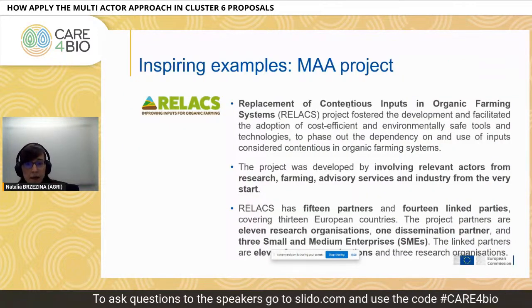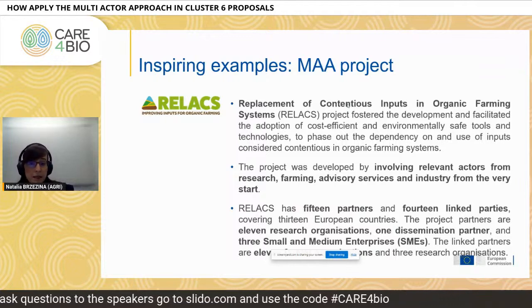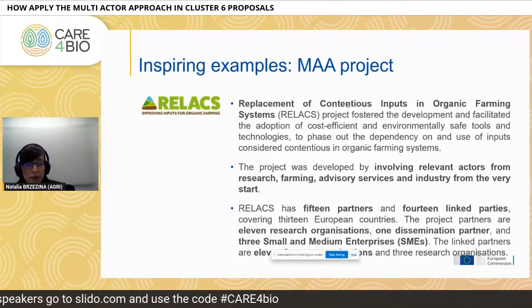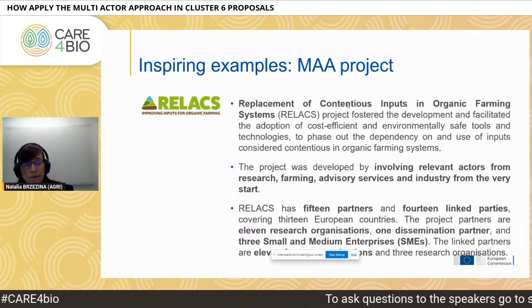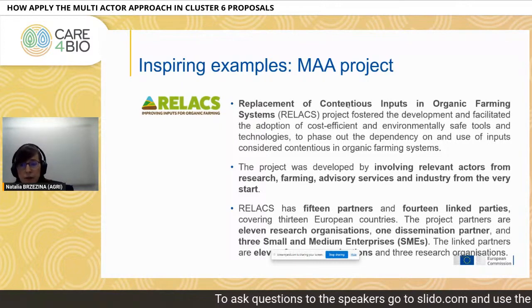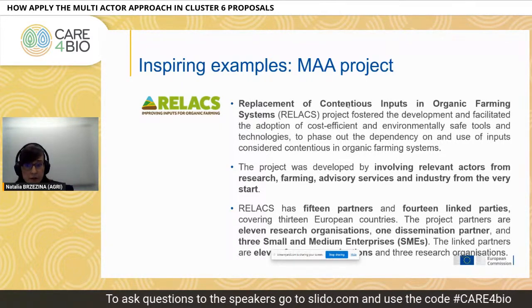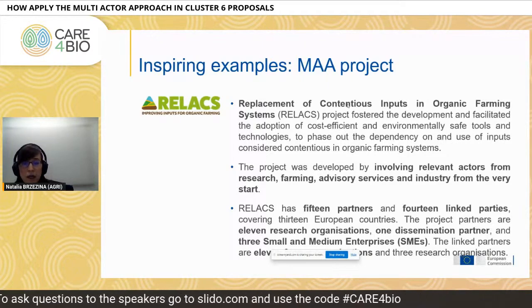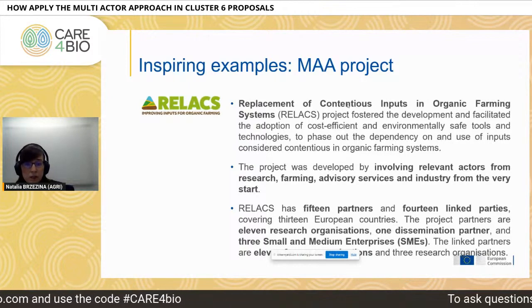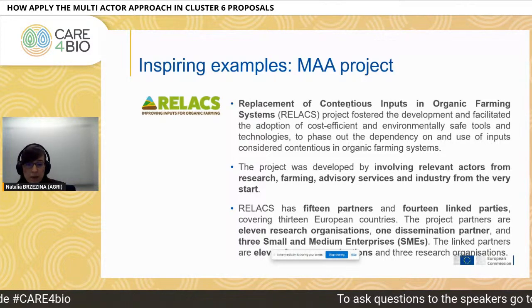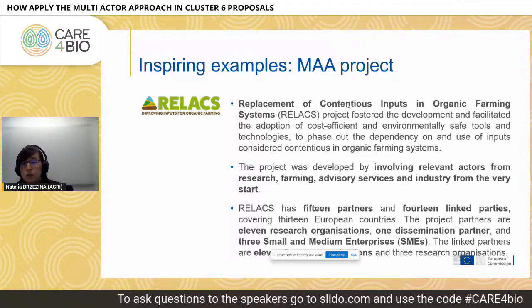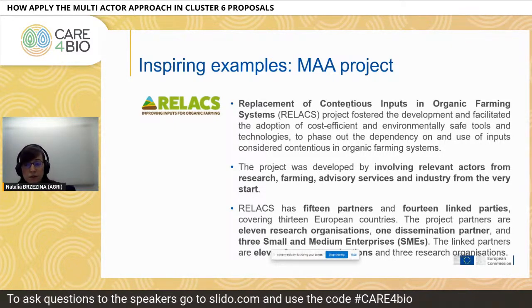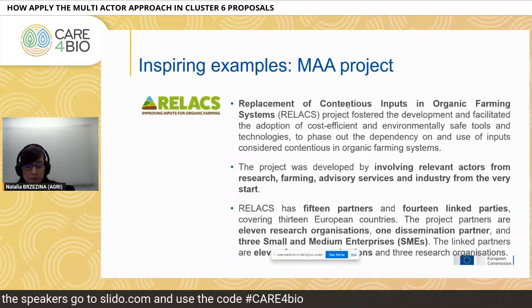So an inspiring example of projects, there are many successful multi-actor projects, but an example that I have in mind is the RELAX project that was working on developing and facilitating the adoption of cost-efficient and environmentally safe tools and technologies to phase out the dependency on and use of inputs considered contentious in organic farming systems. And the project was actually developed by involving all relevant actors from research, farming, advisory services, industry, from the very start of the project.